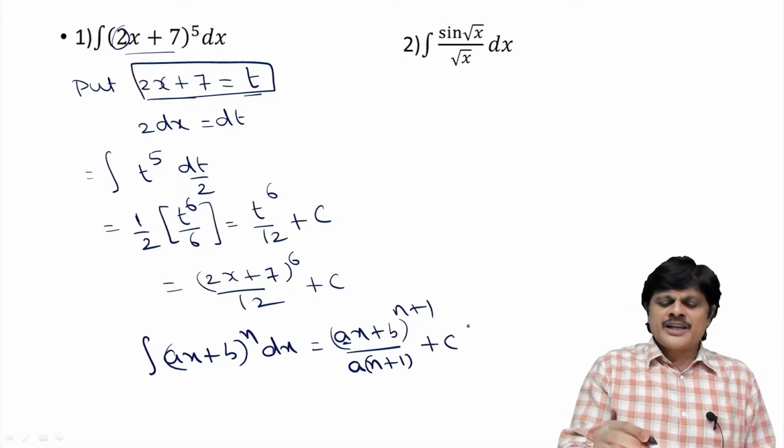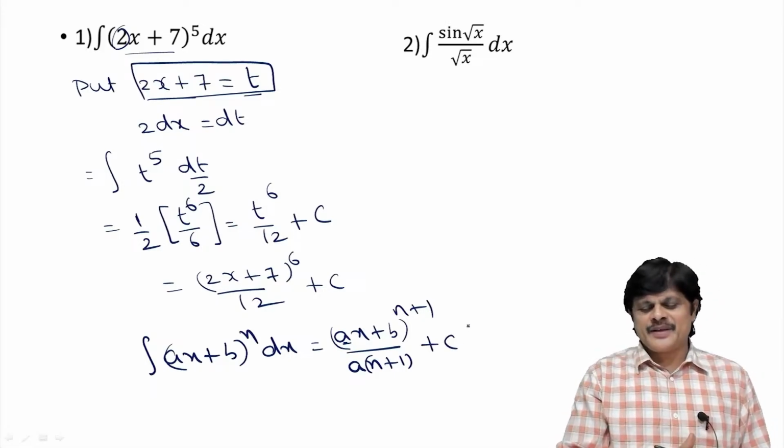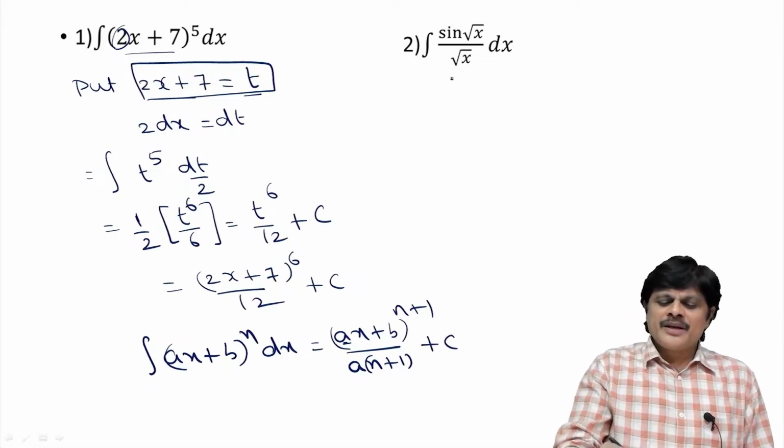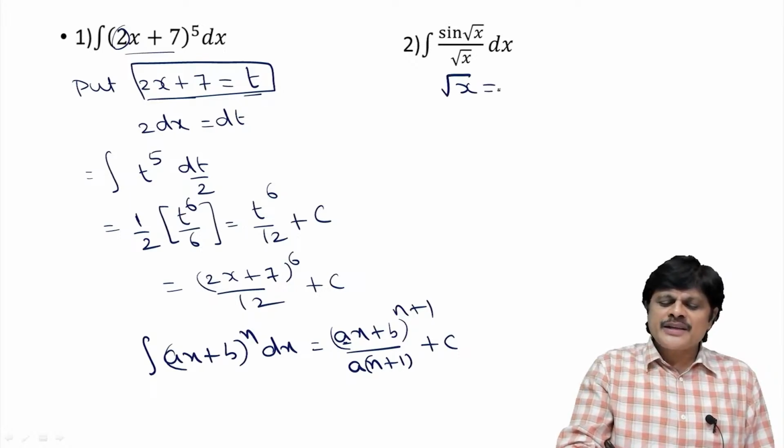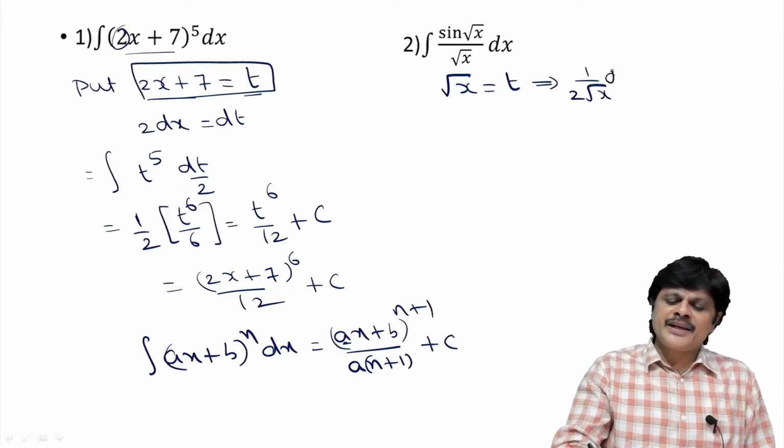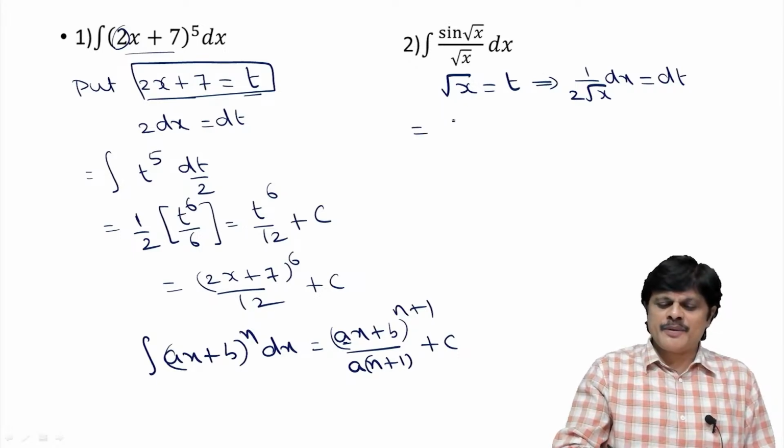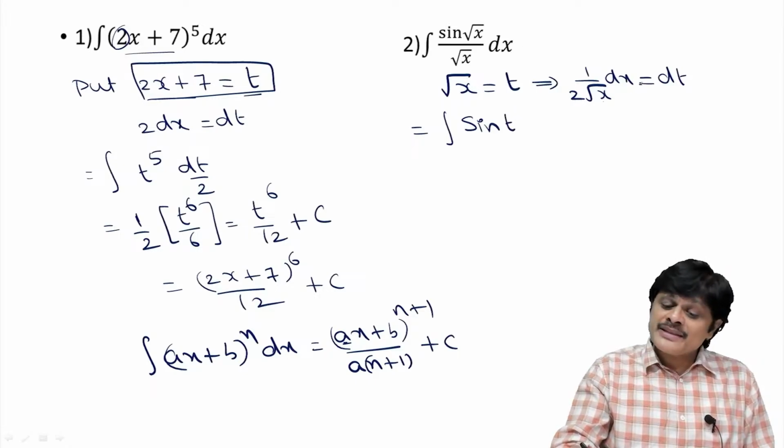Okay. Next problem. Integral of sine root x dx by root x. So here you make the substitution root x equal to t. That means, what is the derivative of root x? 1 by 2 root x dx is equal to dt. So what happens to the problem? Integral of sine t, because root x is t. And what is dx by root x? See here, dx by 2 root x. So dx by root x is 2 dt.